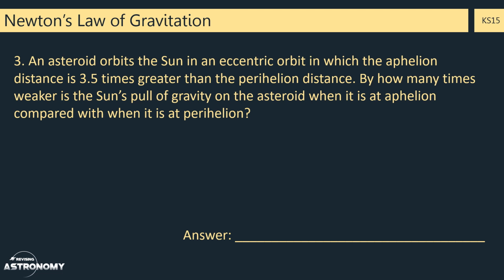An asteroid orbits the Sun in an eccentric orbit in which the aphelion distance is 3.5 times greater than the perihelion distance. By how many times weaker is the Sun's pull of gravity on the asteroid? So again, the same thing we do, which is 3.5 squared, which is 12.25 times weaker.